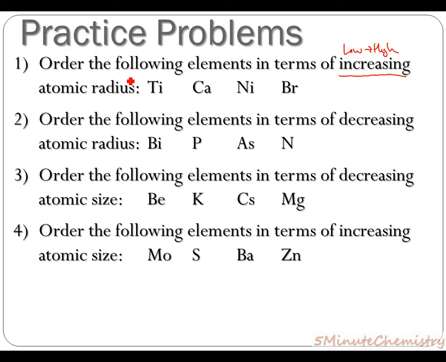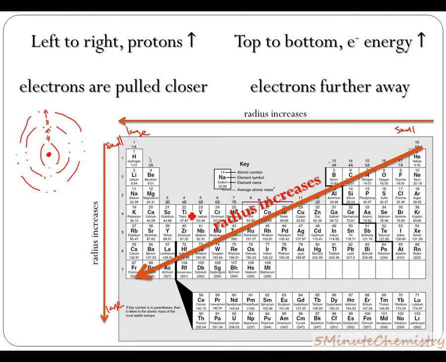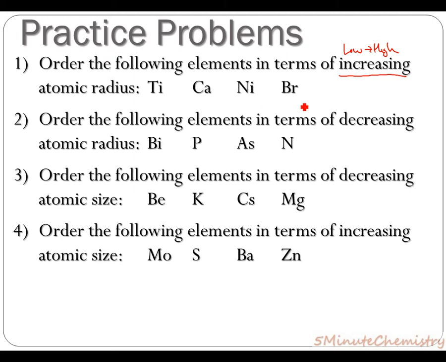I have titanium, calcium, nickel, and bromine. And I wanted them in increasing radius size, so I want to go the smallest are on the right, the largest are on the left. So it'll be bromine, nickel, titanium, calcium. Bromine, nickel, titanium, followed by calcium. That is my increasing order.